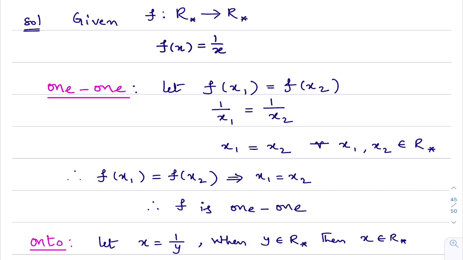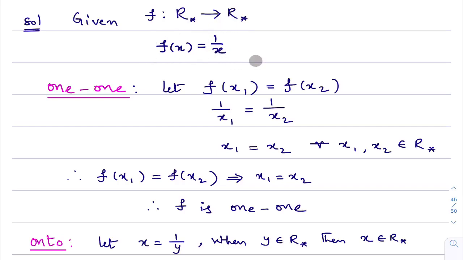But R star is, as given in the question, non-zero. Except 0, all real numbers you can take. It's just like real numbers, but you cannot take 0. Okay. F is defined like this. F is a function from R star to R star, defined as f of x equal to 1 by x.